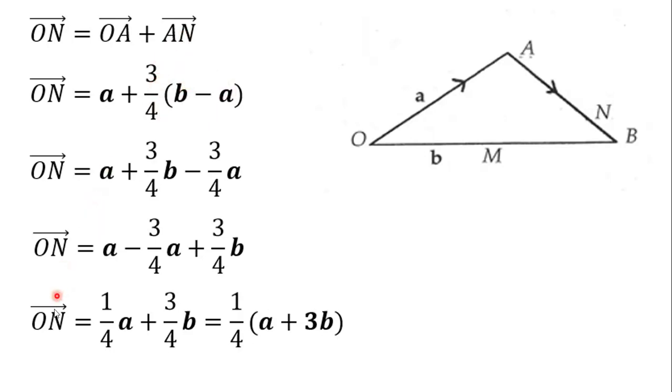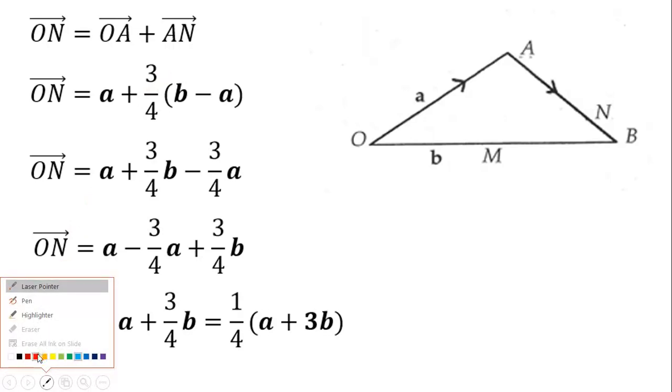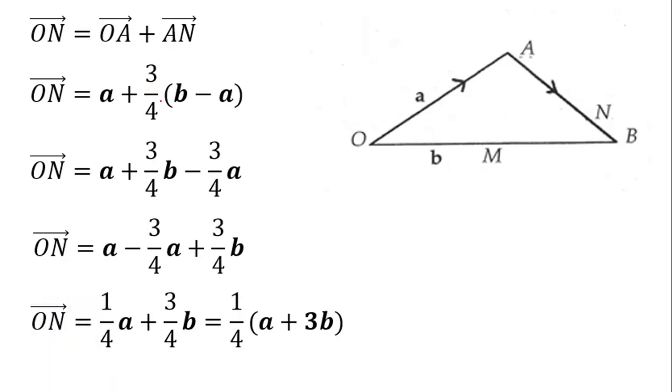Now, let us simplify. So what is 3 over 4 times, and this means multiplied by B minus A? What we're going to do is take the 3 over 4 and multiply it by B. And that will give us 3 over 4B. And then we're going to take the 3 over 4 and multiply it by A. And that's going to give us the negative 3 over 4A. So again, 3 over 4 times B is 3 over 4B. And 3 over 4 times negative A is going to be equal to negative 3 over 4A.